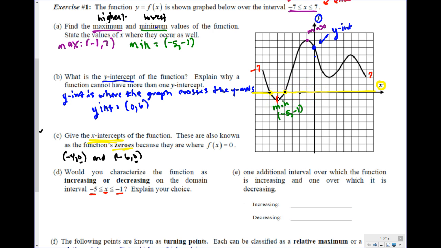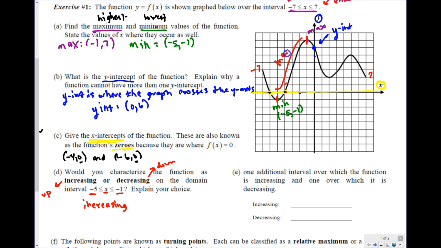I drew a line through it. And then here is -1. We're looking at this interval right here. Is this increasing or decreasing? Increasing basically is what it sounds like. It's going up. Decreasing means it's going down. Is this going up or going down? Are these getting bigger or smaller? It's going up. So we call this an increasing interval.